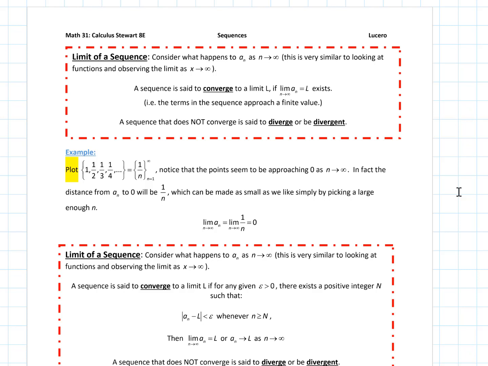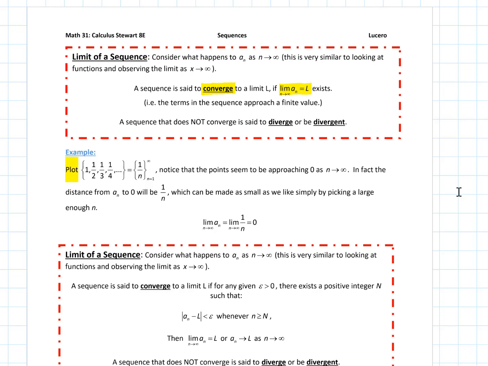So we'll get through all of that, get through some definitions here in terms of limits, and then we'll get into actually evaluating these. So we say that a sequence converges to a limit L if that limit exists. So let's highlight that, this idea of convergence. A sequence is said to converge to a limit if the limit as n approaches infinity of a sub n of the terms exists. What that means is if the terms in the sequence approach a finite value.